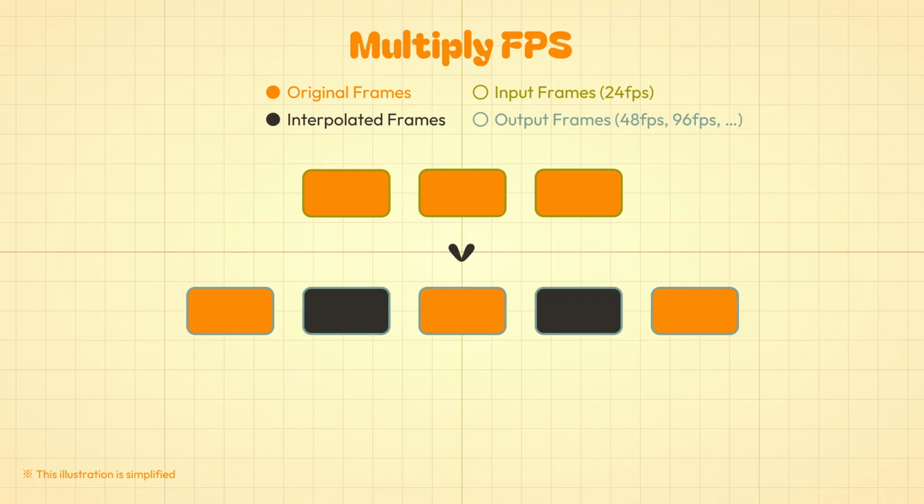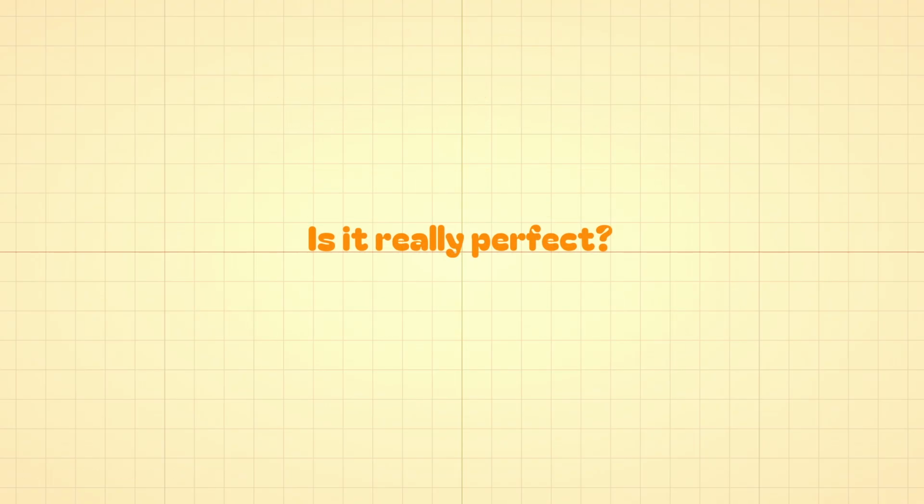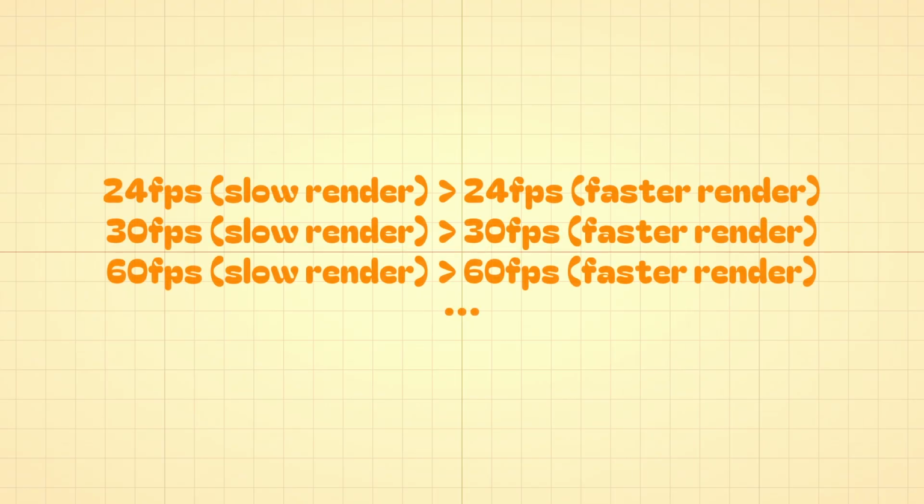So, in short, multiply FPS saves your time by not requiring you to render all the frames to get your desired FPS. Seems perfect, right? It saves your time perfectly. But then, what if you already have high FPS and wanted to save your time? Or you don't want to multiply your FPS, but want to achieve a faster render process? That's where the limitation of multiply FPS is.